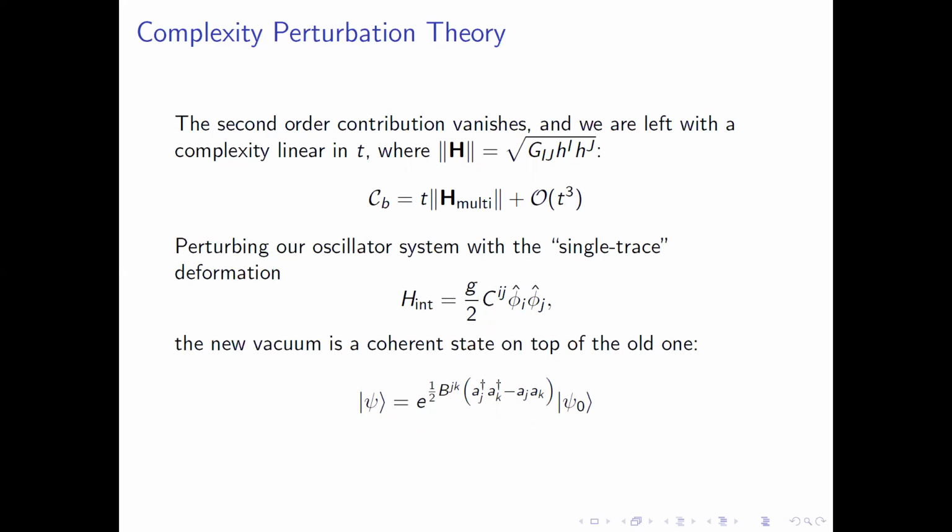So we can now run this general story for our oscillator system with the so-called single trace deformation in the style of Chi and Maldacena, and the new vacuum of the oscillator system with this H interaction is a coherent state on top of the old vacuum. Remember that the original vacuum of the oscillator system is entirely decoupled, but we've introduced some interaction now, so the ground state has changed. And it has changed in particular by this B matrix.